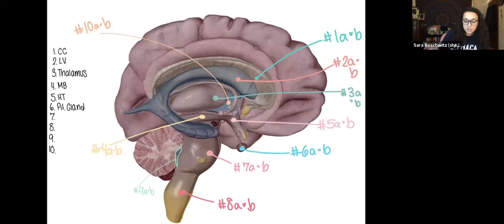Number 7 is going to be the pons. Right, so the pons, the function is to carry signals between the spinal cord and brain, and it also contains a respiratory center that maintains rhythm of breathing.